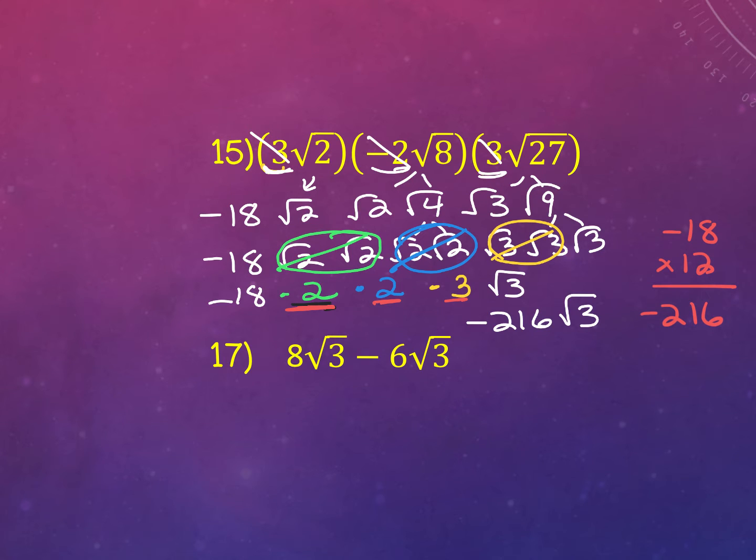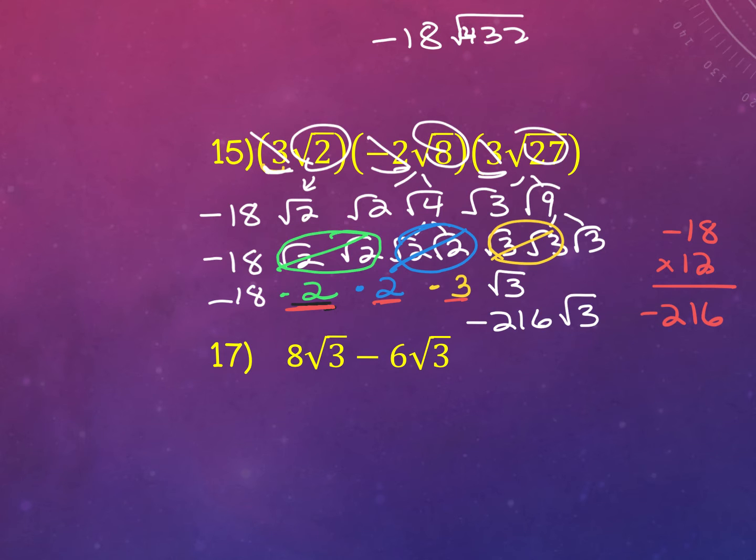Because if I decided to multiply at the very beginning, the 2 times the 8 times the 27, then I would have gotten -18 square root 432. If I multiplied these 3 numbers at the beginning, I've got to go back and break down 432 anyway. So it's a lot easier if you just leave them unmultiplied and then factor them when they're smaller numbers.